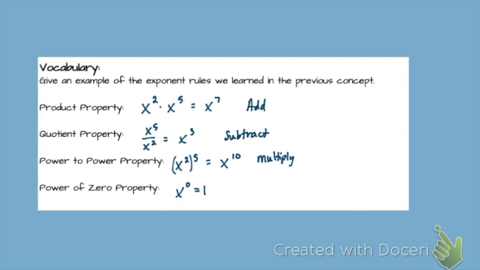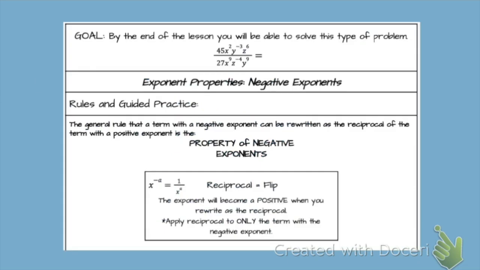Yours might be different. But we just need to remember whenever we have the product property, when we're multiplying two like bases, we're going to add our exponents. When we have quotient, so dividing two like bases, we're going to subtract our exponents. When we have a power to a power, we're going to multiply. And anything to the 0 is 1. Our goal by the end of this lesson is for you to be able to simplify something as complex as this.